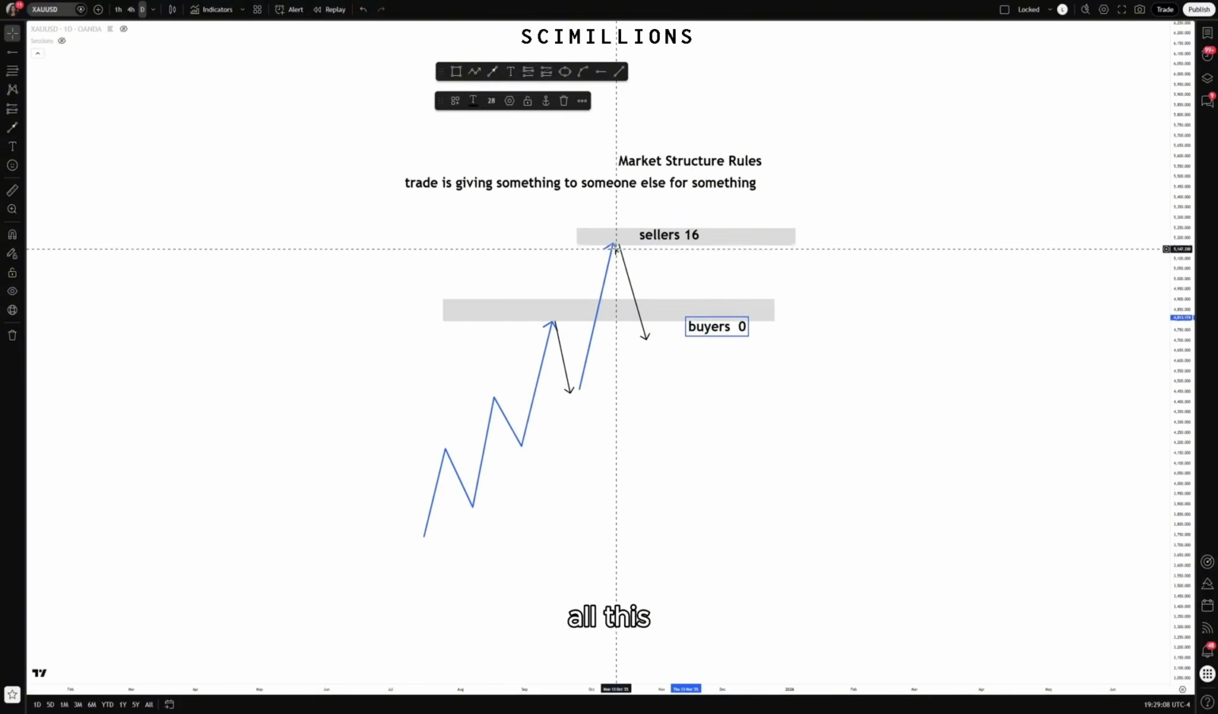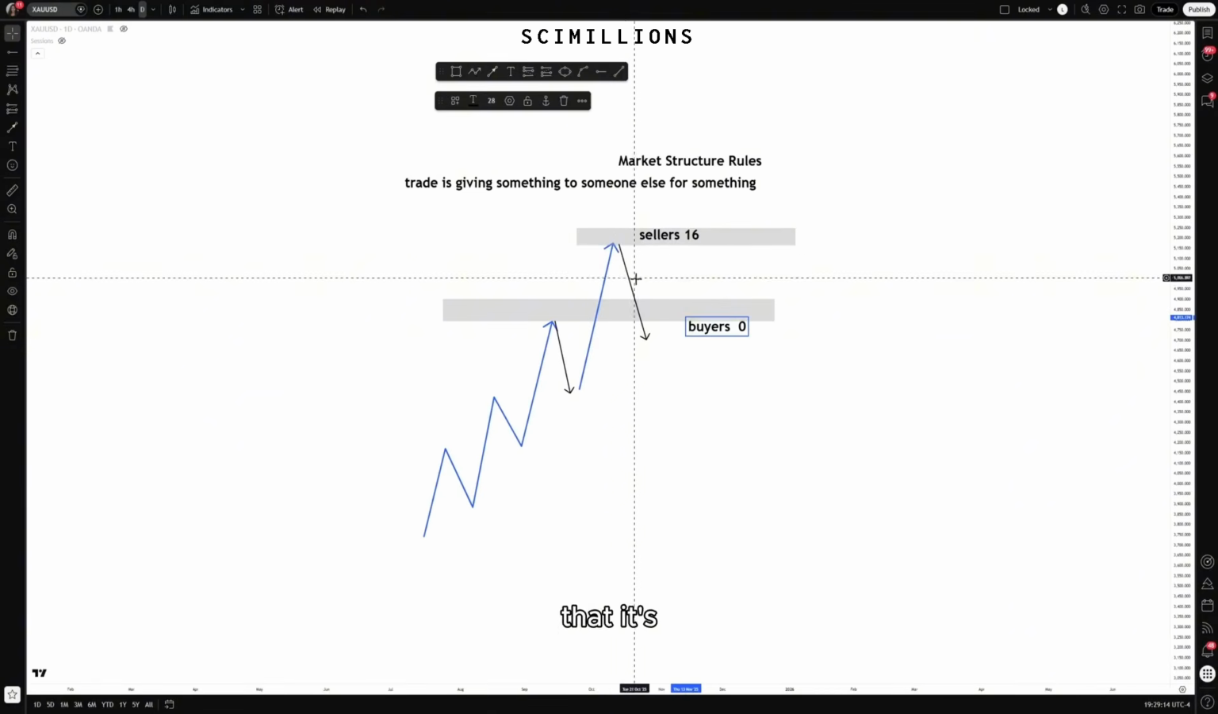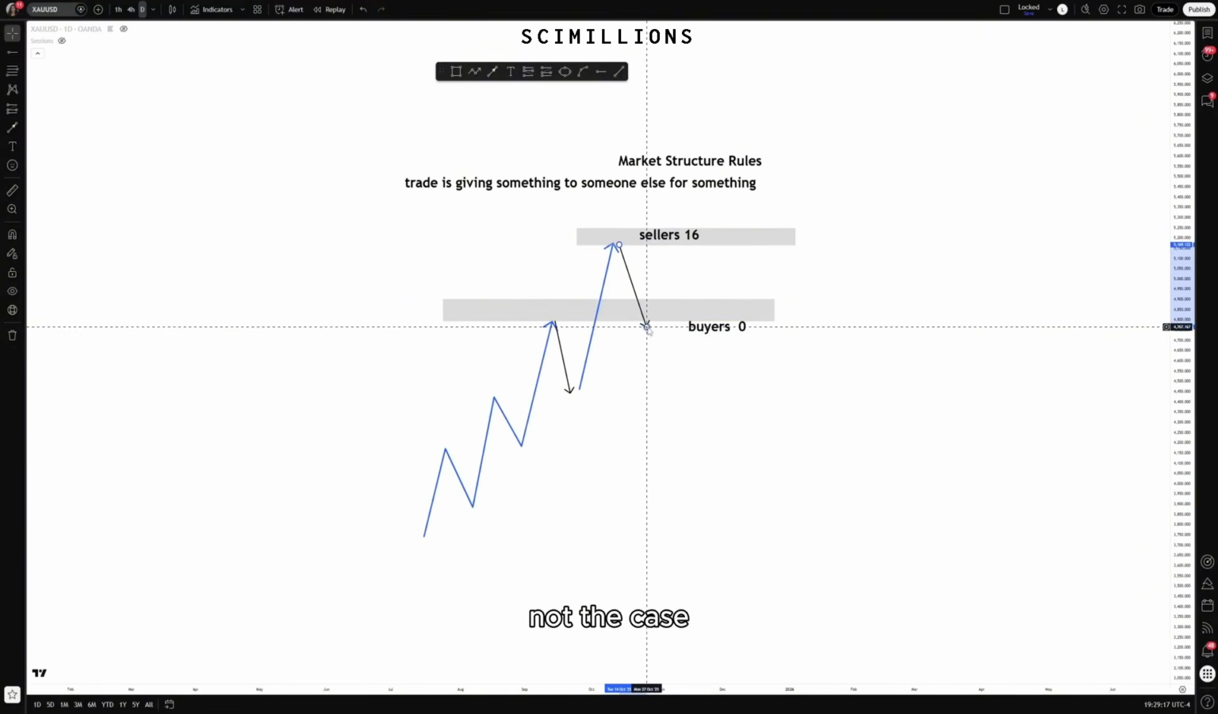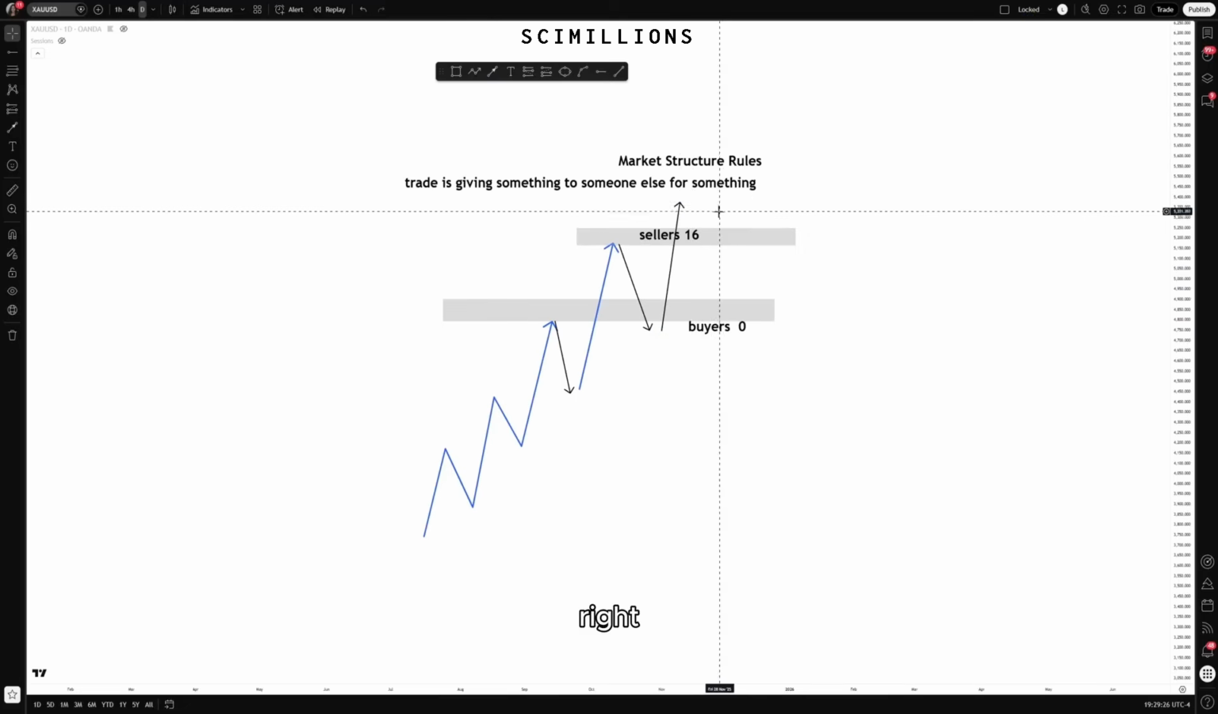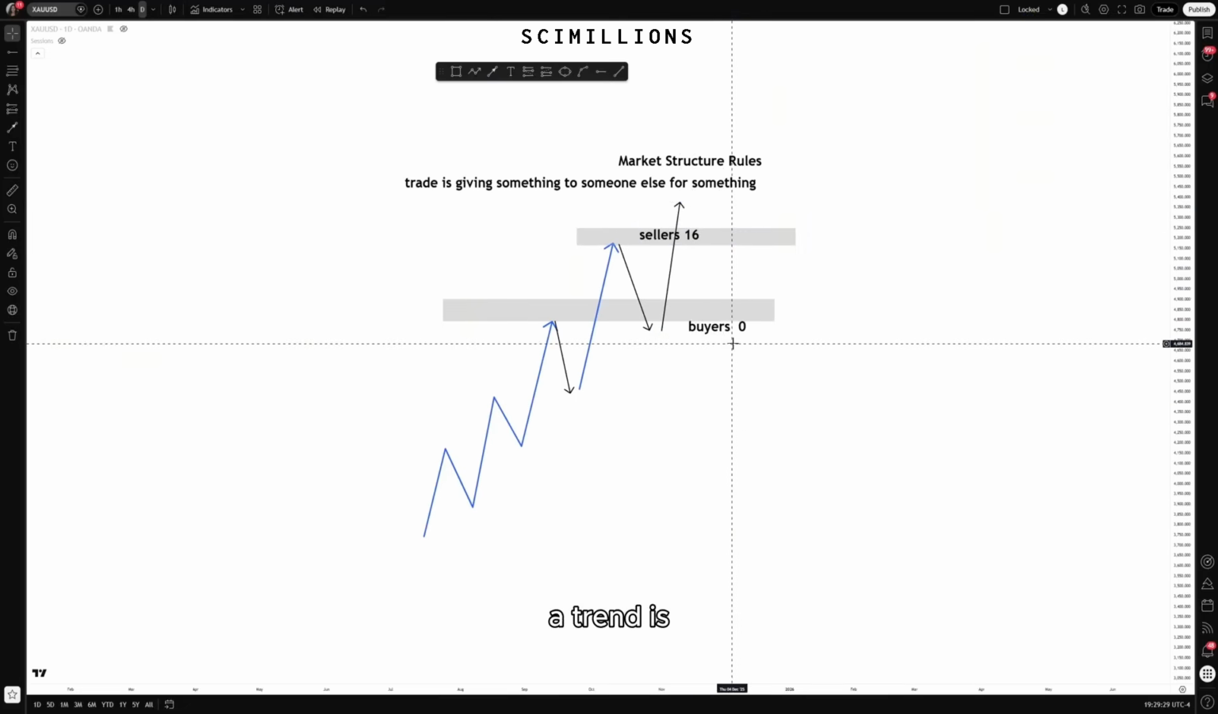So when price makes the high and it's selling off and people are scared and they think that it's selling off to go down to hell, that's not the case. Price is just pulling back to grab more money. So that way, when it's coming back, it can pay for it in full and go for more, right? And go for more.